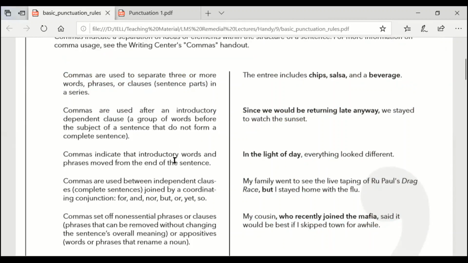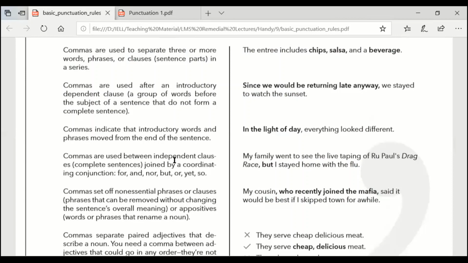The third use is that a comma indicates introductory words and phrases moved from the end of the sentence. There could be adverbials, different adverbs or other things that we use as an extra part in the phrase to give more information about the sentence. These parts may be written at the end or used in the beginning. If I say, everything looked different in the light of day. But if I use that phrase in the beginning of the sentence, in the light of day, everything looked different. So here, to connect these phrases, I would need a comma.